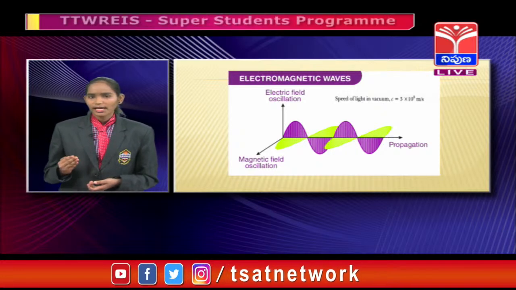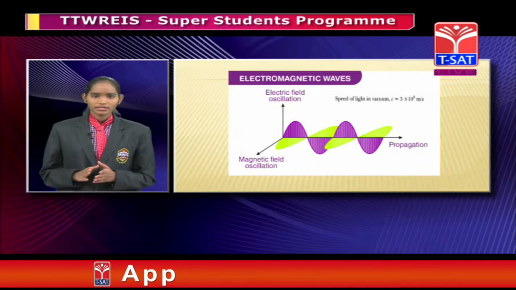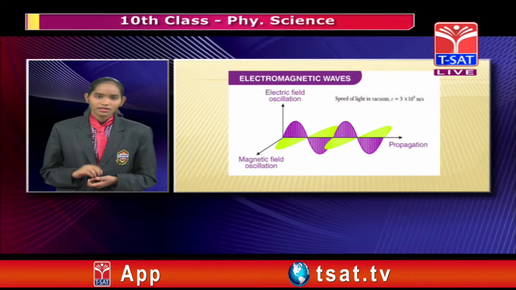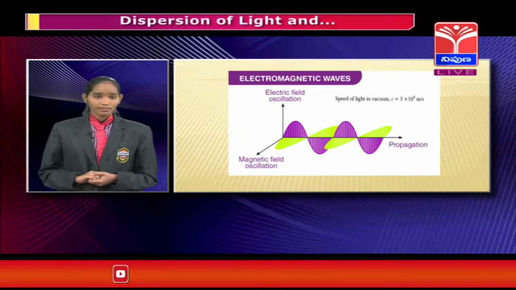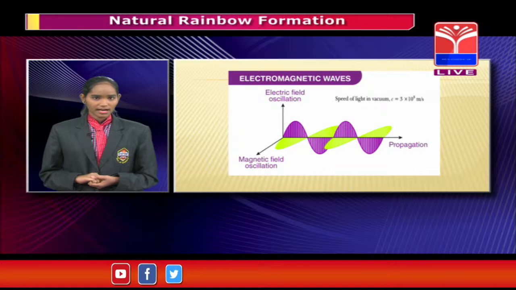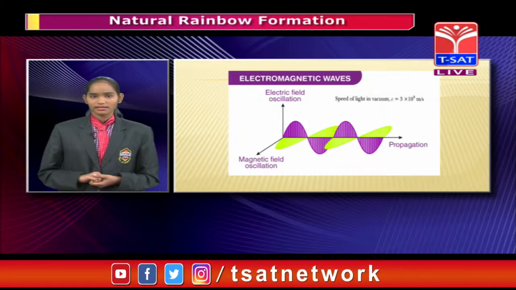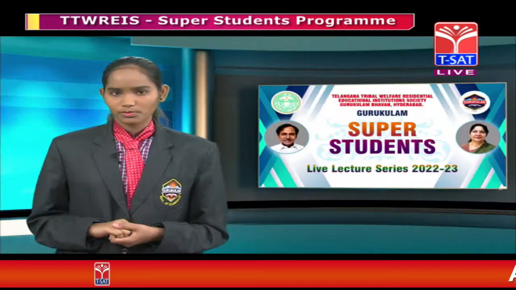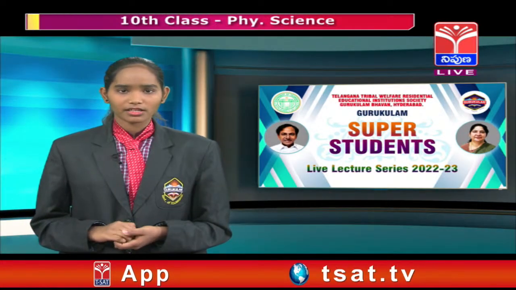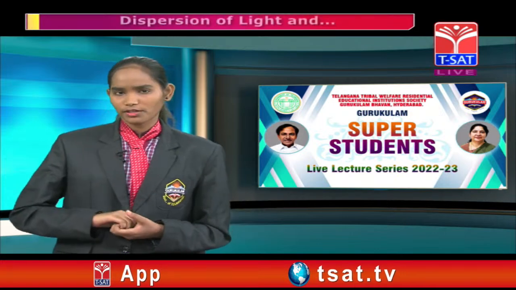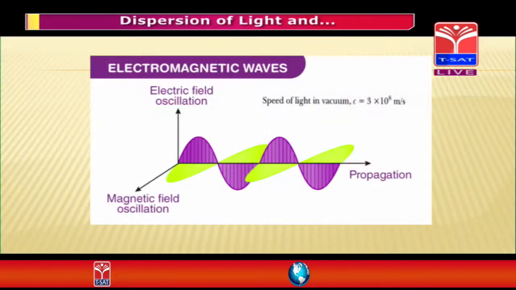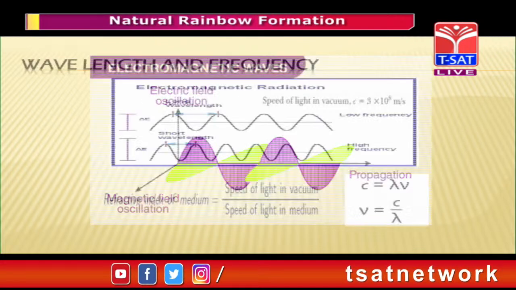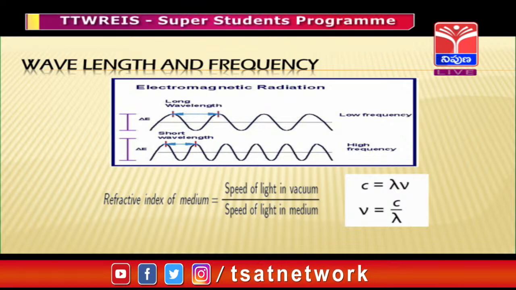The speed of light in vacuum is constant for all colors, but the speed of light in media depends on its wavelength. The electromagnetic wave traveling through a vacuum behaves like an ocean wave traveling through water. Same like an ocean wave, the electromagnetic wave is characterized by wavelength and frequency.